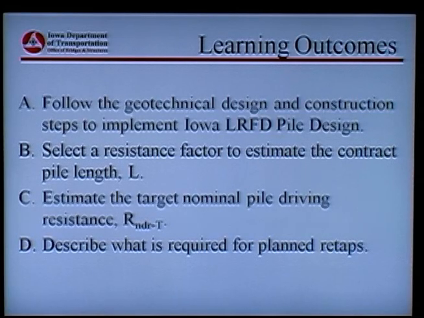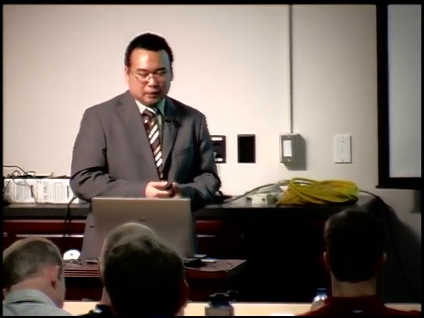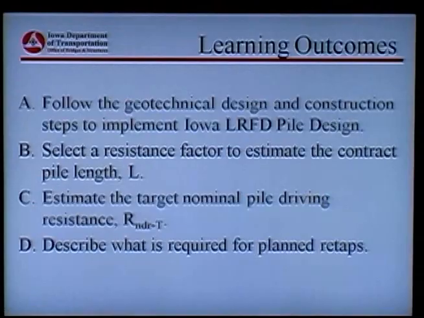As well as in track 3, there's another example to show how you could use PDA and CAPWAP as a construction control. I know that PDA and CAPWAP is not commonly used, but we included that as a track 3 example. So what you're going to learn from this presentation is, again, the design and construction steps, resistance factor selection, and determining the target driving resistance based on the required planned retaps.